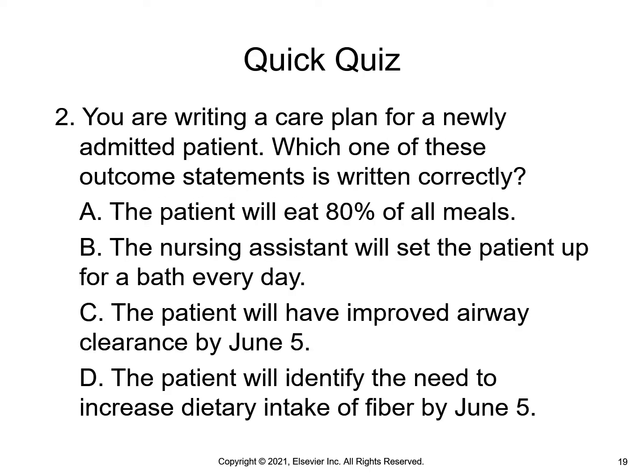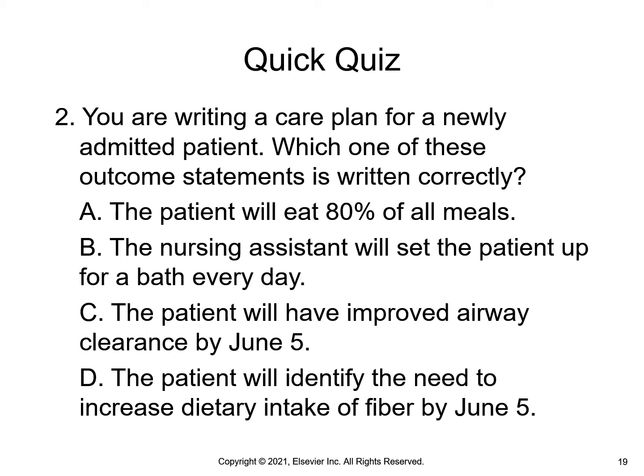You are writing a care plan for a newly admitted patient. Which of these outcome statements is correctly written? The patient will eat 80% of all meals. The nursing assistant will set the patient up for a bath every day. The patient will have improved airway clearance by June 5. The patient will identify the need to increase dietary intake of fiber by June 5.